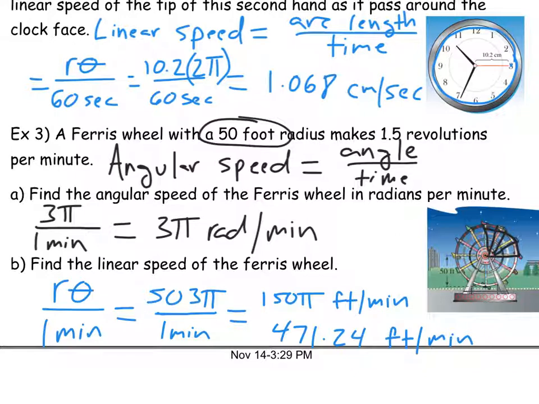Angular and linear speed both add the element of time. But for linear speed, you're dealing with an arc length, so you're going to use your radius. That's why I switched it back to the units of feet. Angular speed, no radius.